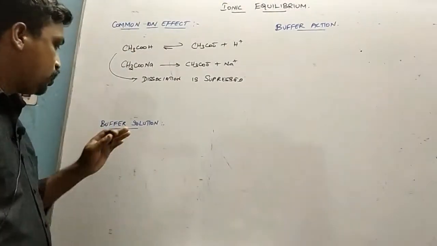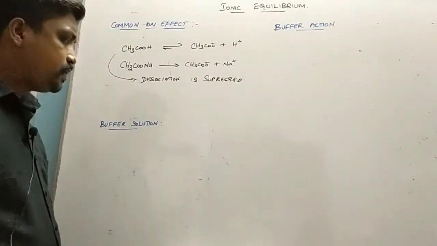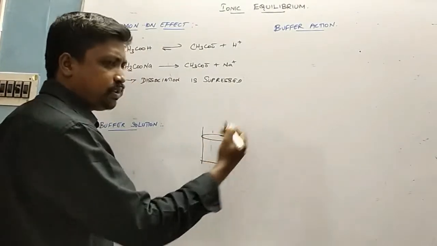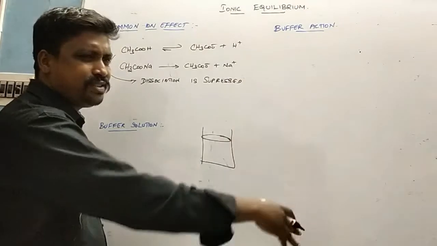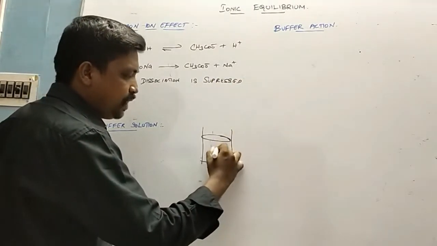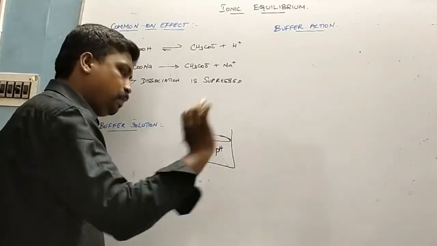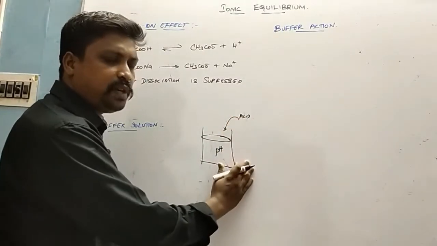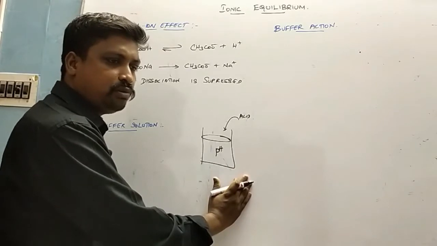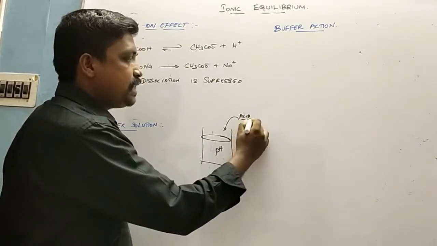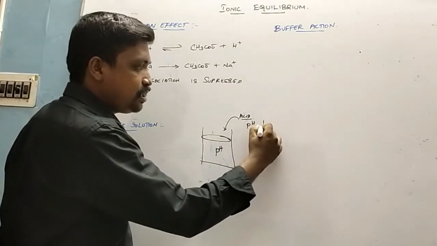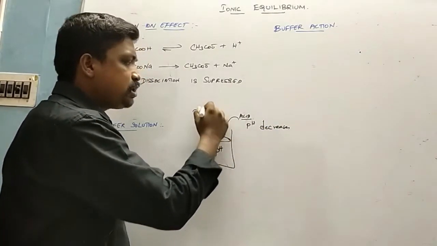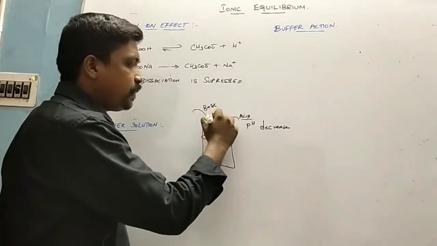Okay, then, sir, what is a buffer solution? See here, consider a normal solution. It may be salt in water, sugar in water, HCl in water, anything it may be. It will have a pH value. If I am adding acid, what happens to the pH value? Very good. If I am adding acid, pH decreases. Okay. If I am adding base, what happens to the pH value?